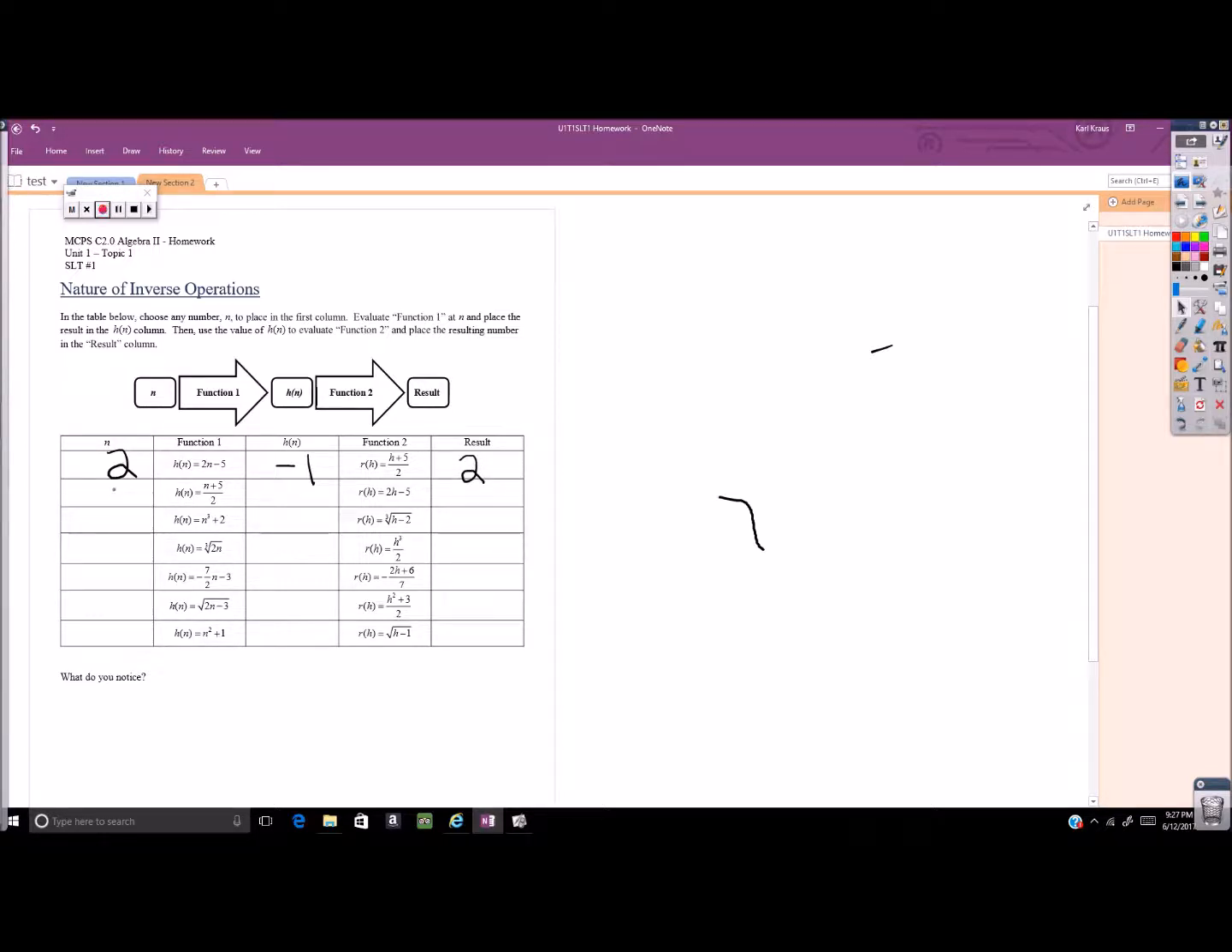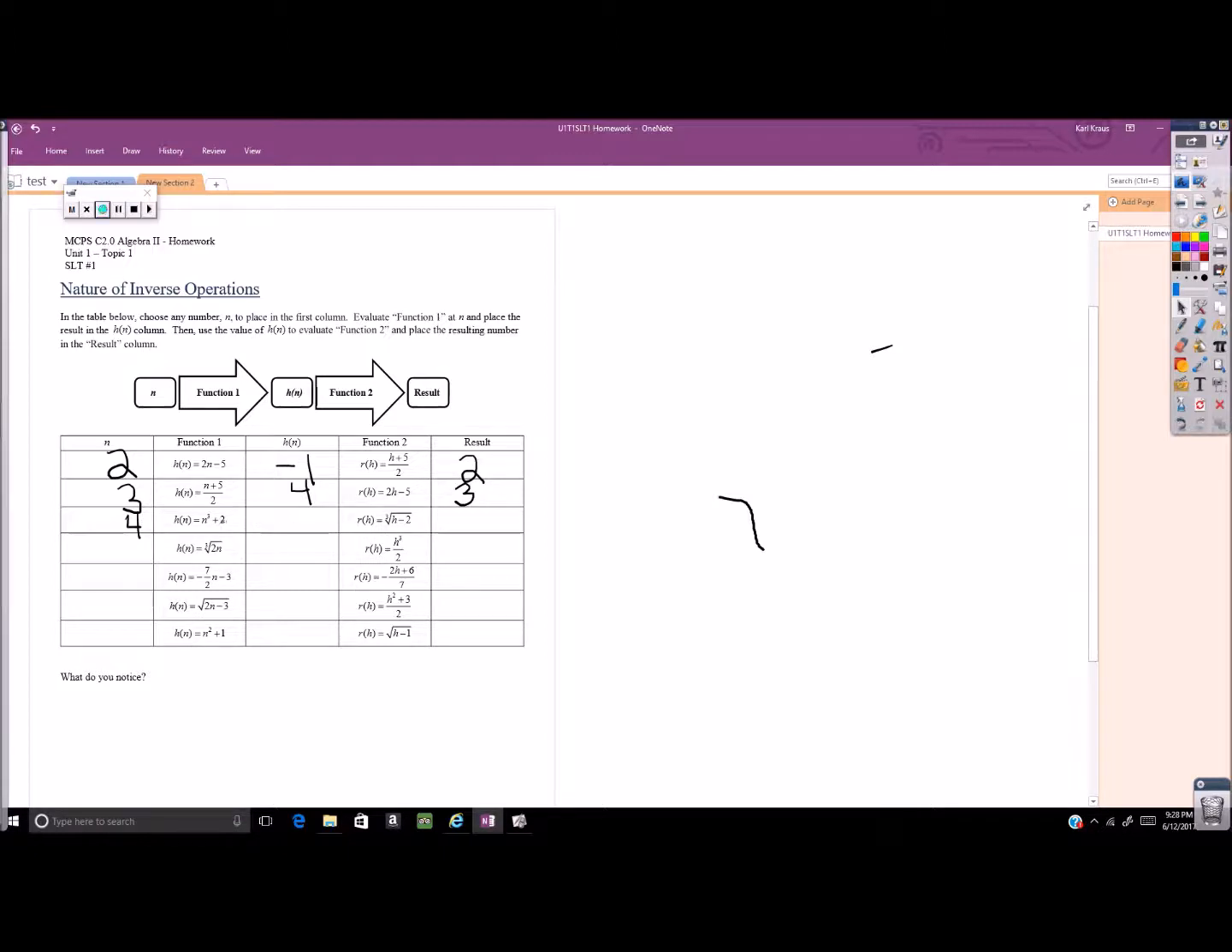And here, let's go ahead and put a 3. So 3 plus 5 is 8 divided by 2 is 4. And then 2 times 4 is 8 minus 5 is 3. And the next one, let's go ahead and put 4 in there.